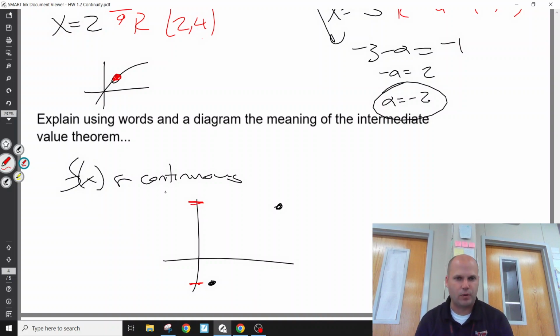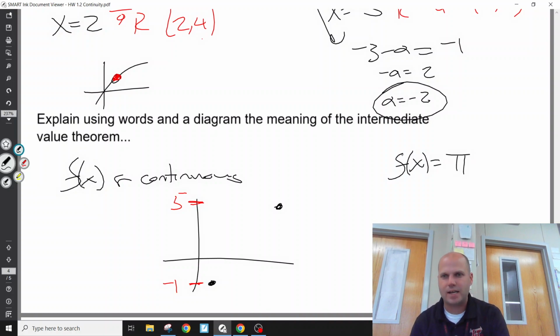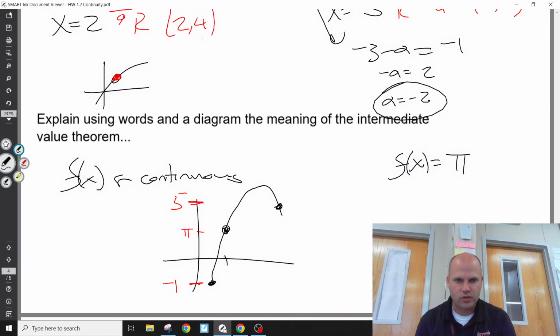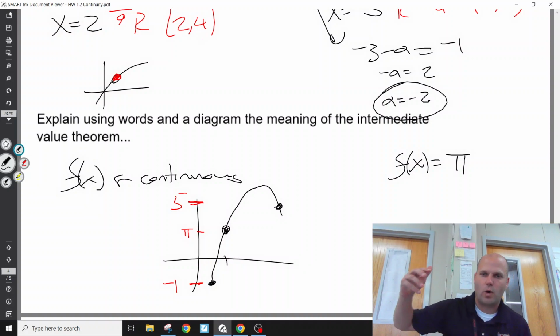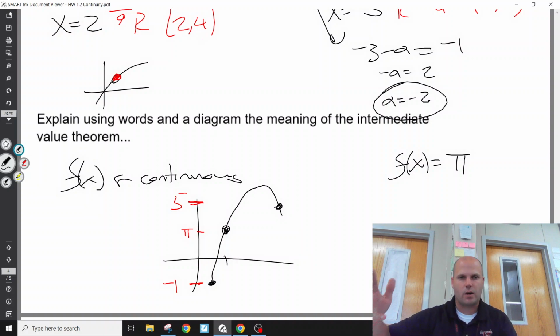y values. For example, if this was like 5 and this is -1, I could say, hey, I bet you f of x equals pi somewhere. Yeah, of course. It's like, well, pi, 3.14, is somewhere between -1 and 5. These 2 points, I don't know how they're connected, but they have to be connected. I'm going to have some x coordinate that will produce the y value 5. I'll be able to solve that equation. Intermediate value theorem is all about the existence of solutions.